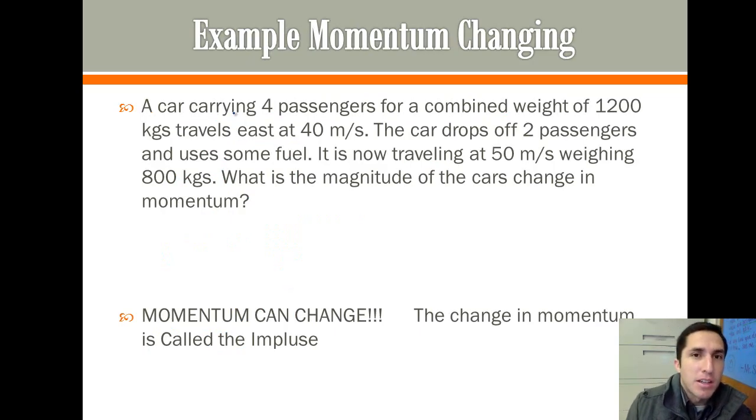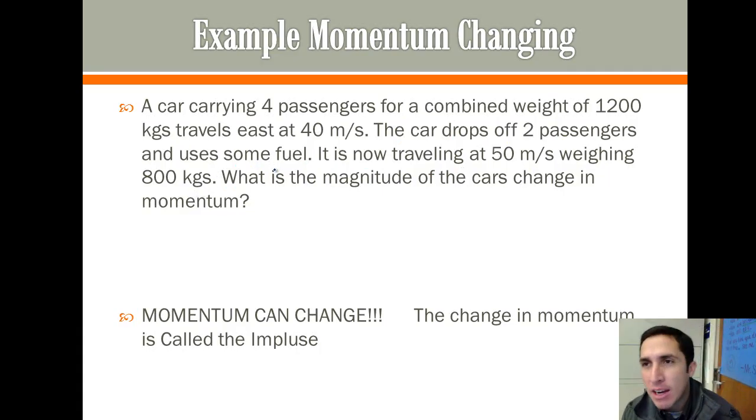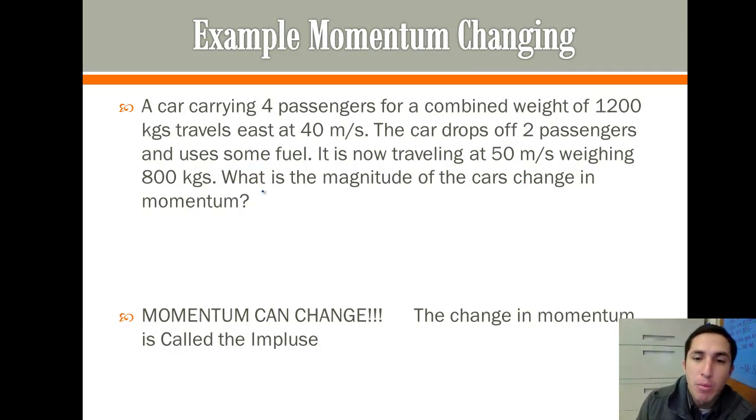As you can tell, because the question got longer, right? So don't be afraid of it. Let's go. A car carrying 4 passengers has a combined weight of 1,200 kilograms, travels east at 40 meters per second. The car drops off 2 passengers and uses some fuel. It is now traveling at 50 meters per second, weighing 800 kilograms. By the way, these weights are not accurate. I just made them up. What is the magnitude of the car's change in momentum?